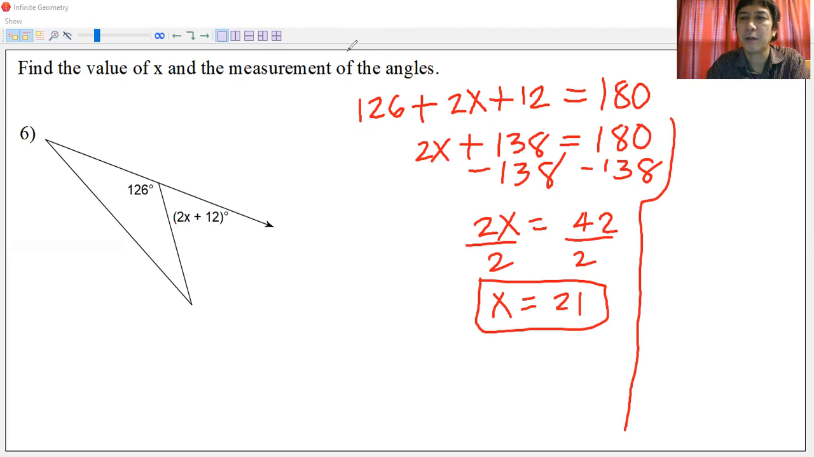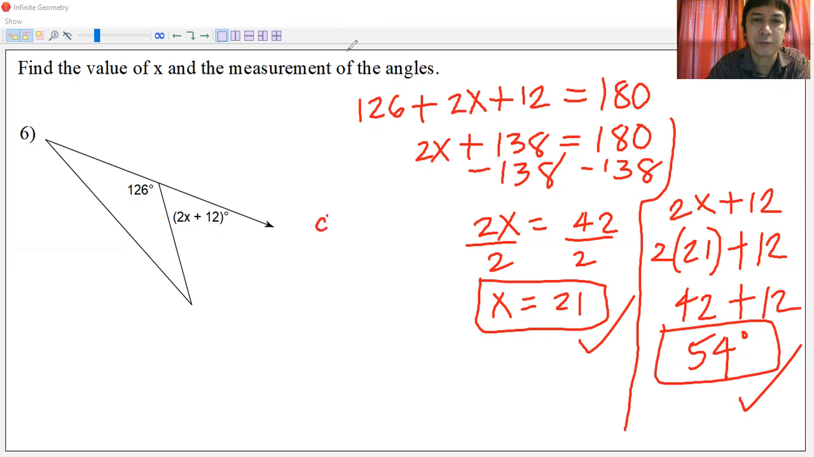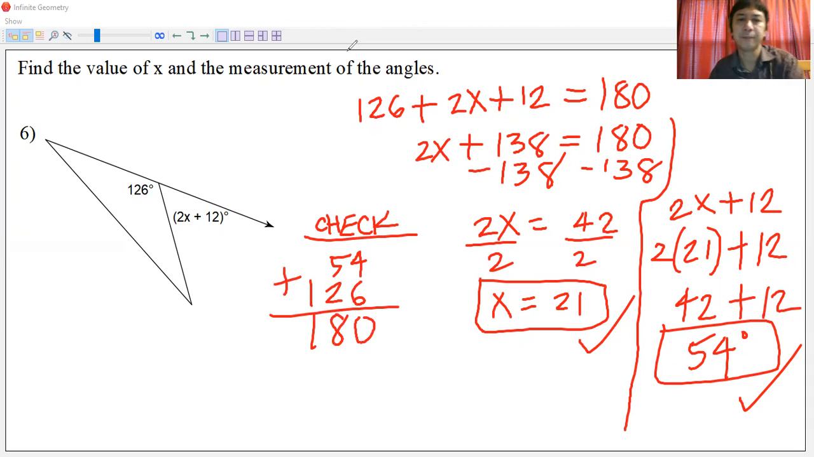Now we can use the x to solve for the angle represented by the expression 2x plus 12. So this means 2 times 21 plus 12. So this is 42 plus 12, which means 54. This is the other angle. So we have 21 for x, 54 for the other angle. The other angle is given, and we can use it for checking. 54 added to 126 is also 180.